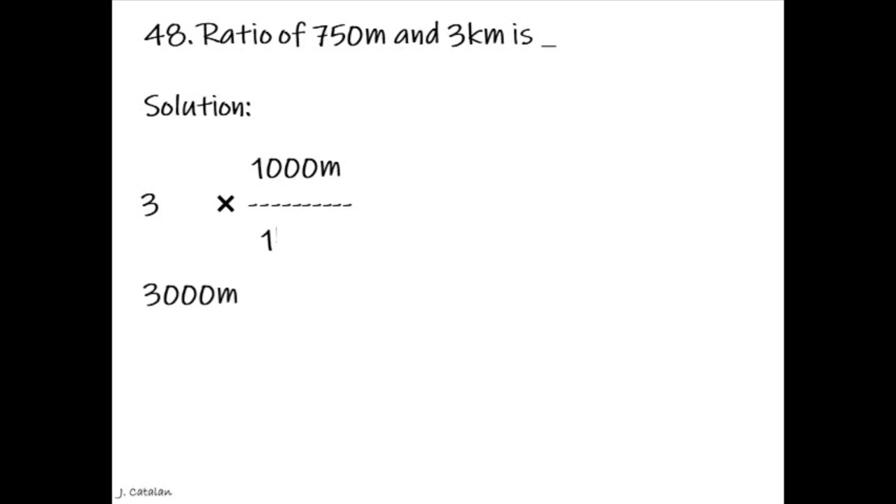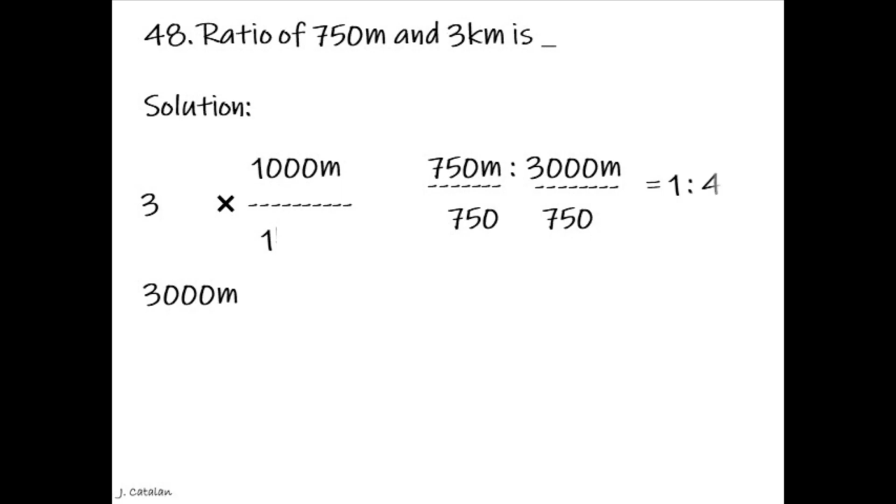The ratio is now 750 meters is to 3000 meters. This can be divided both by 750. 750 divided by 750 is equal to 1. 3000 divided by 750 is equal to 4. 750 meters is to 3 kilometers is equal to 1:4.